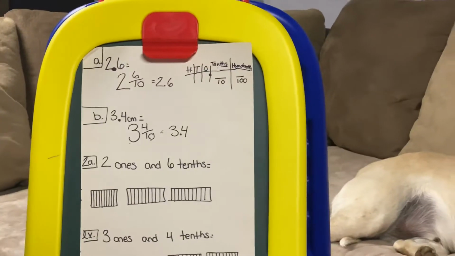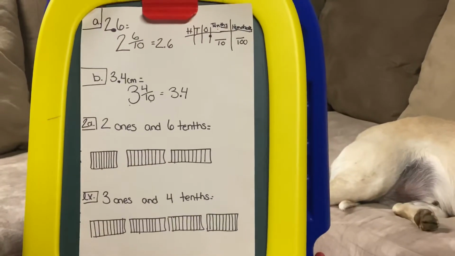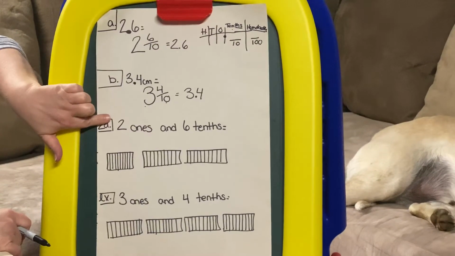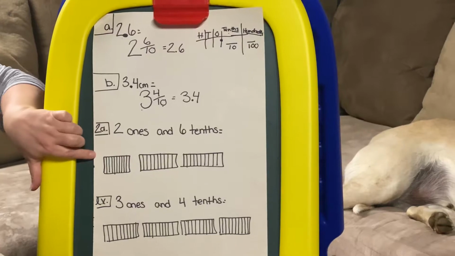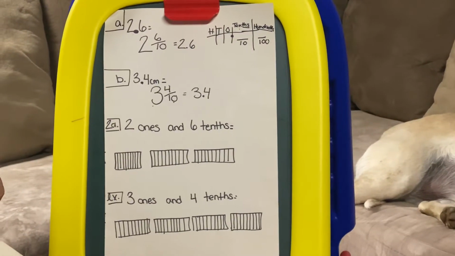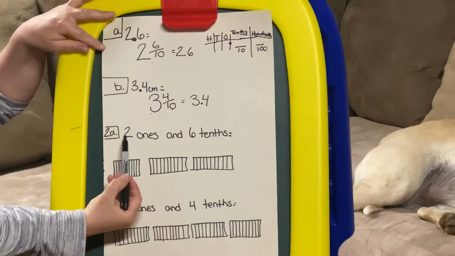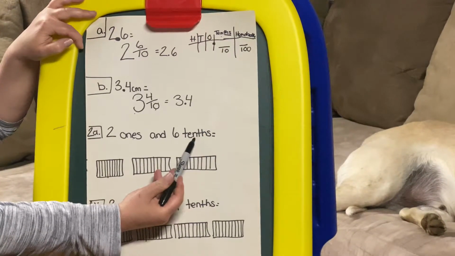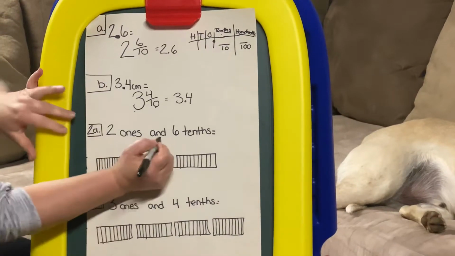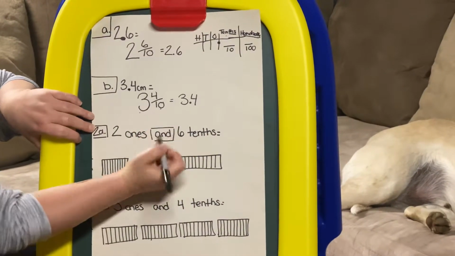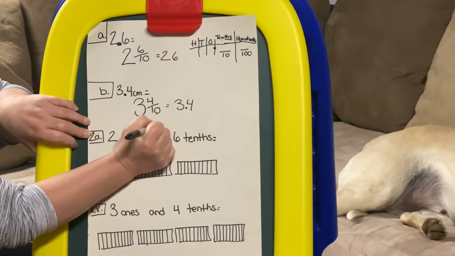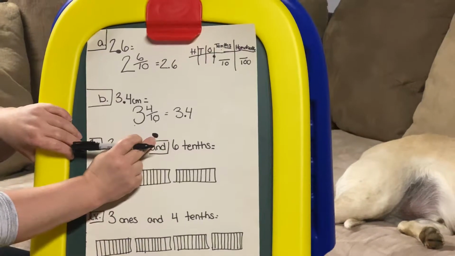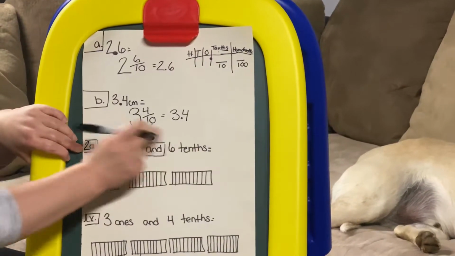Now I want you to scroll on down to 2a. I'm all the way down on 2a. This is giving us word form, and they're asking us to draw it. Okay, so here's how this is going to look. This one says 2 ones and 6/10. Now, this and right here is telling me that's where my decimal point would be. So I have 2 ones and, which means decimal point, 6/10.